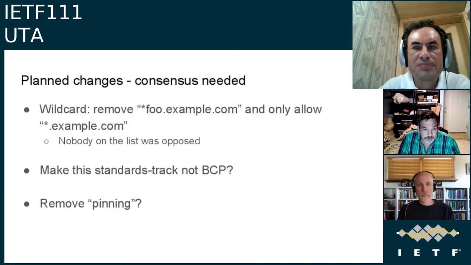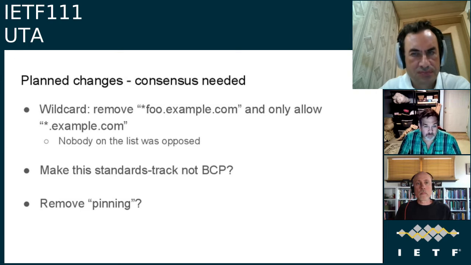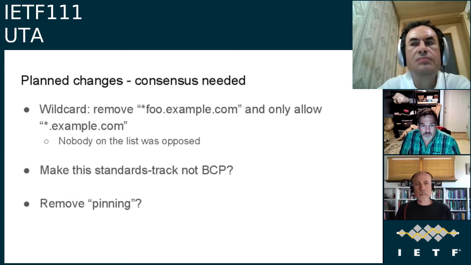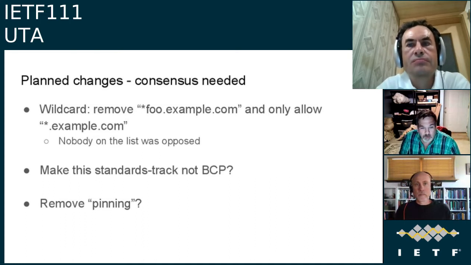Next. So these are things that definitely need consensus about. I think we have consensus around the first one, but I guess the chairs call it. Nobody was opposed to just making it, the asterisk is the wildcard character, can be only the first component of a DNS name, as opposed to star foo or star www.example.com. Do I just go ahead and make that change? How do we handle that?